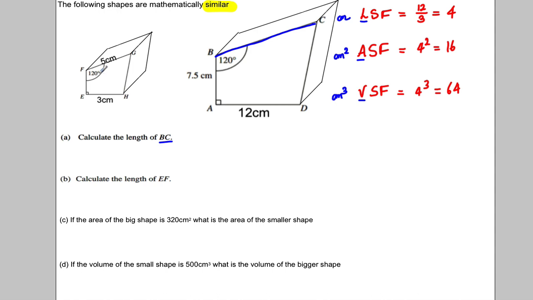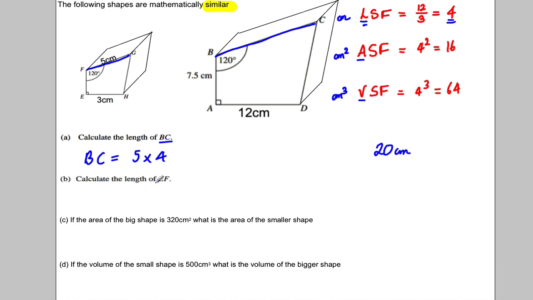Let's identify the similar side on the small shape, this one, which is given. That's 5. How do you get from the small shape to the big shape? You must multiply, and we're going to use the length scale factor because we're dealing with lengths. So the length of BC must be equal to the length of the small shape, 5, multiplied by the length scale factor, which is 4. So it's going to be equal to 20. And write the unit, centimeters.